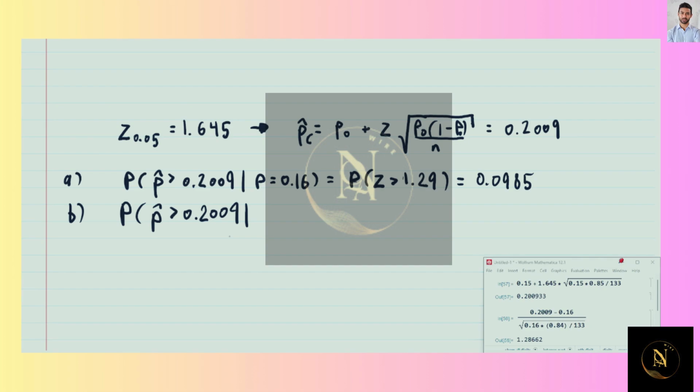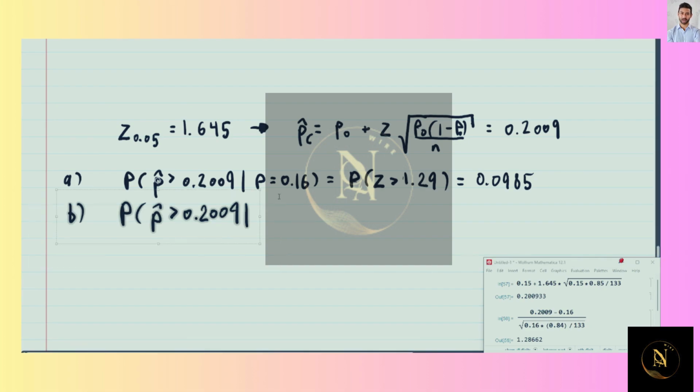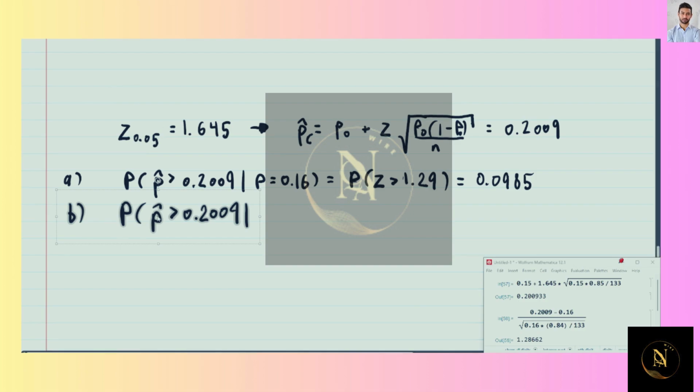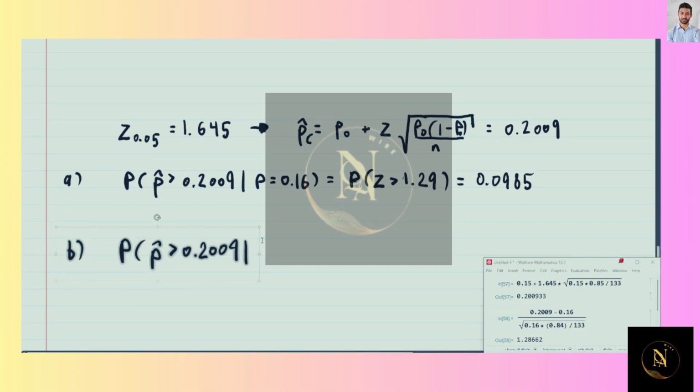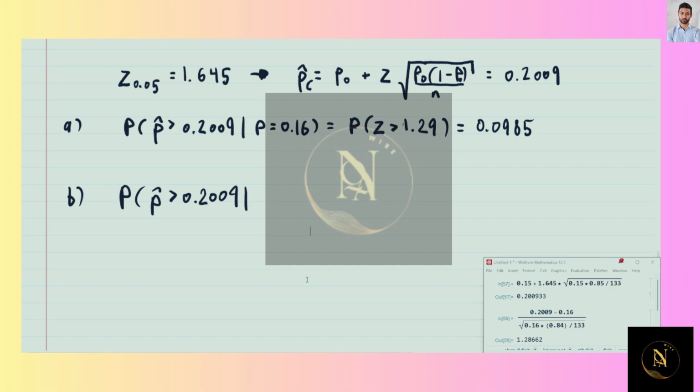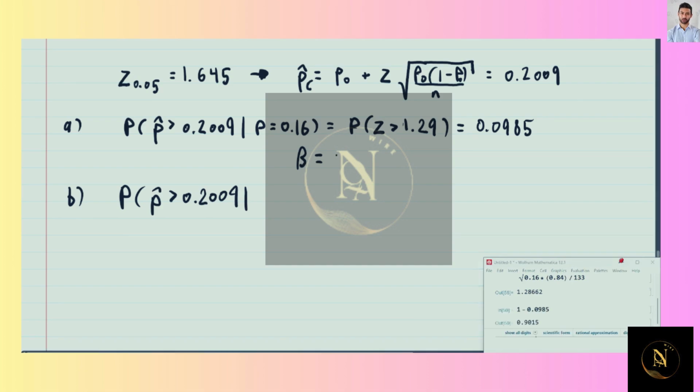I just realized I have made a slight mistake here. What I calculated there was the power, but we are being asked for the beta. Beta is the probability of a false negative, and I calculated the probability of a true positive rather. So to get the actual beta value, it's just 1 minus the probability that I calculated. So it's 1 minus 0.0985. So for part A, the beta value actually should be 0.9015, pardon me.